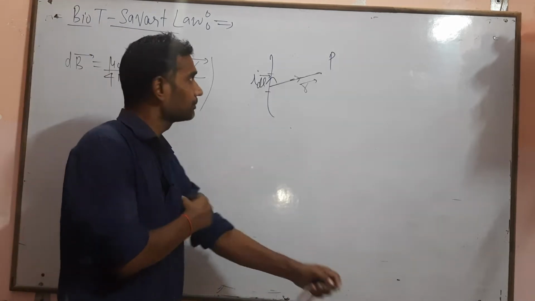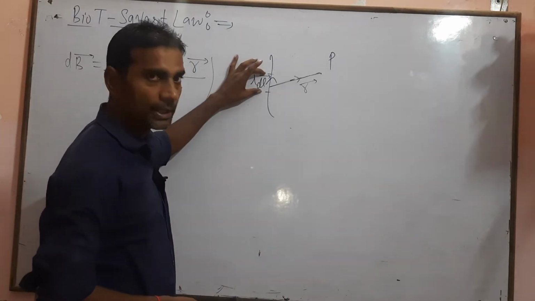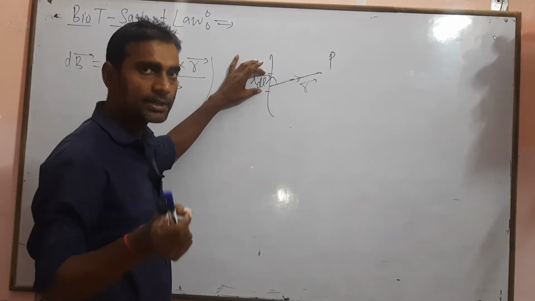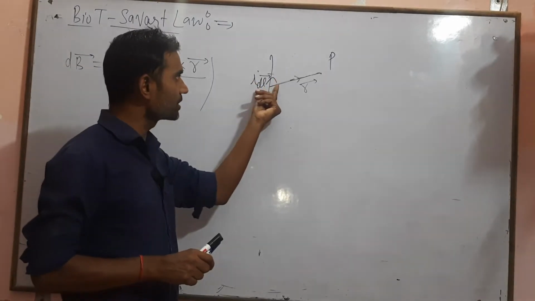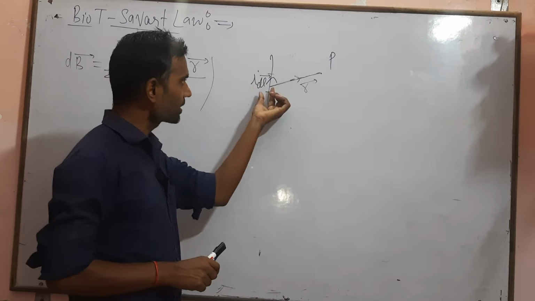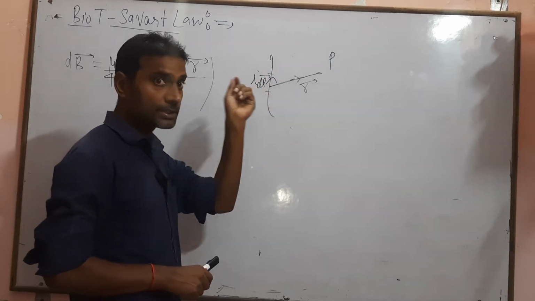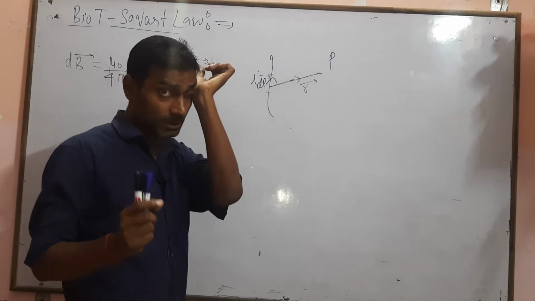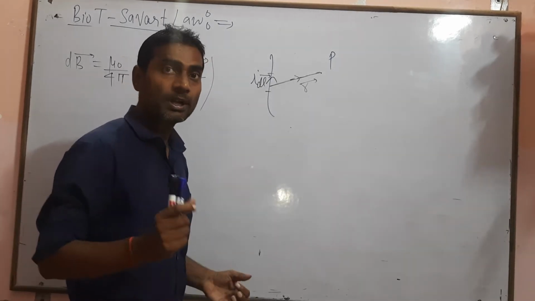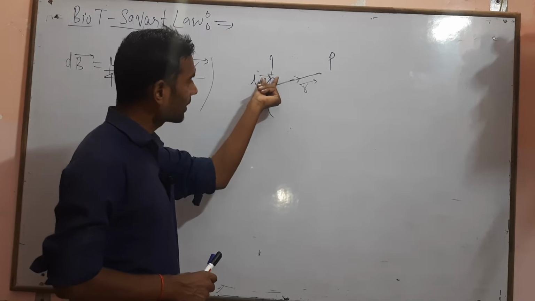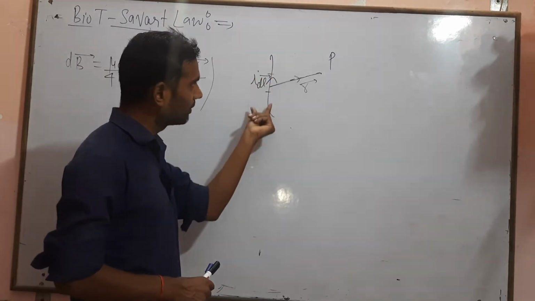Important point is this: the direction of dl is along the direction of current. If the direction of current is upward, then the dl vector will be upward. The dl vector is the length element, a small length element, elementary length. And if the direction of current is downward, then the dl vector will be downward.